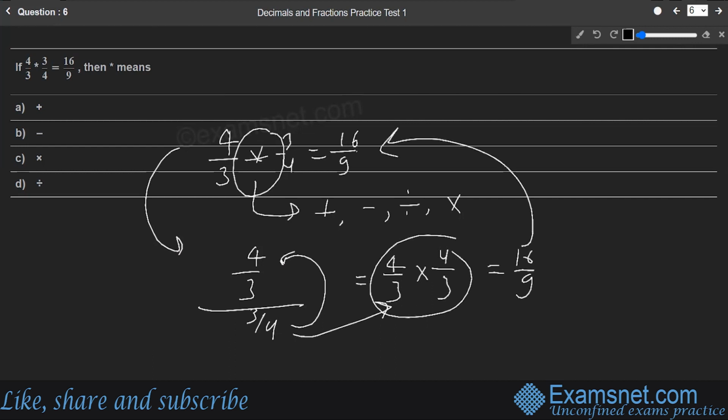That is the right hand side. So clearly this mathematical operator inside the star symbol is nothing but a divide. So that is available in option number D, which becomes the right answer.